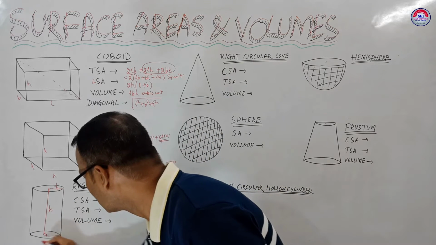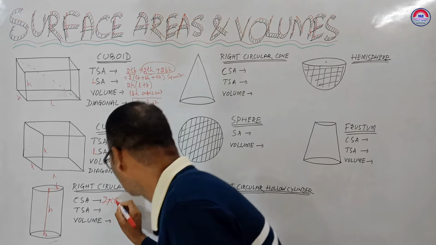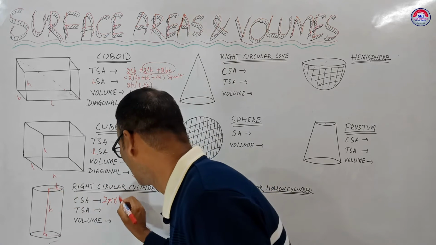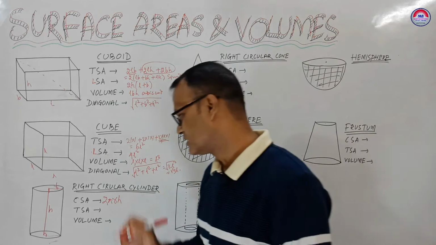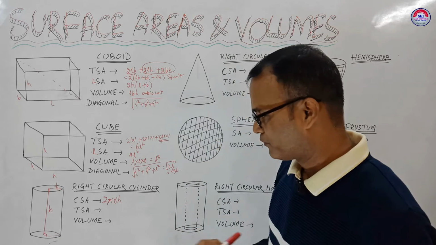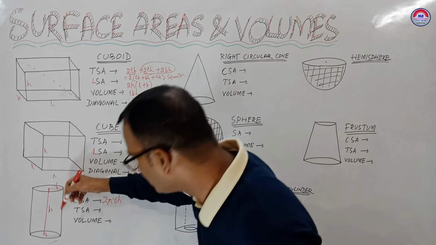Curved surface means, you see, this is the circle. So the circle circumference is 2 pi r. The height is h. So 2 pi r h. This is the formula for the curved surface area of the right circular cylinder. Now, the total surface area of the right circular cylinder. Total surface area means, curved surface means this part.